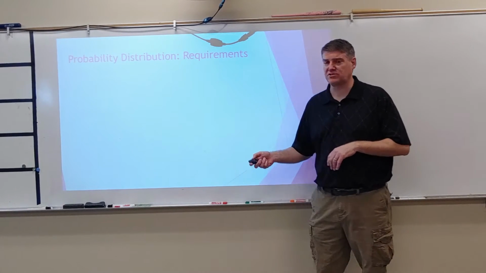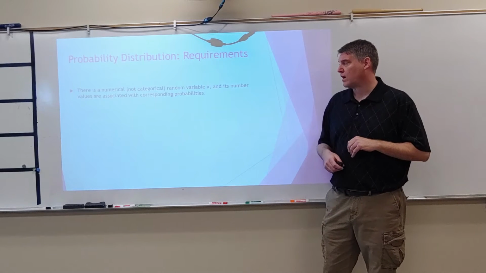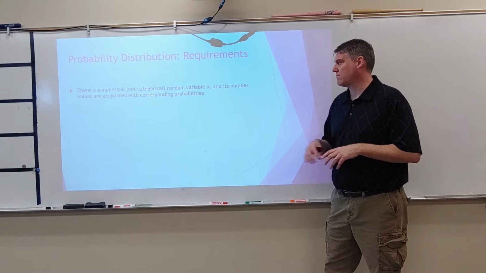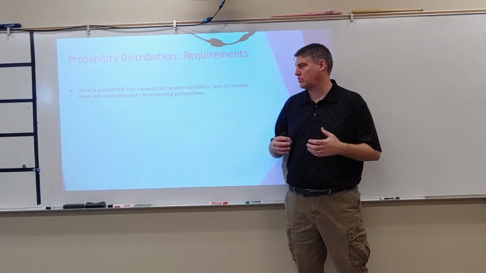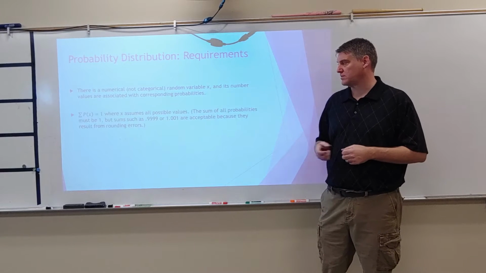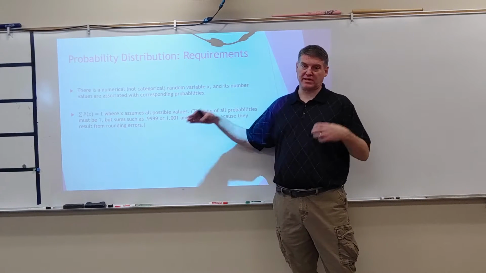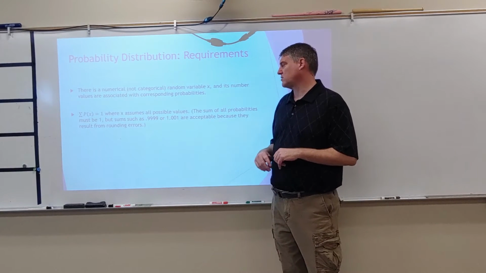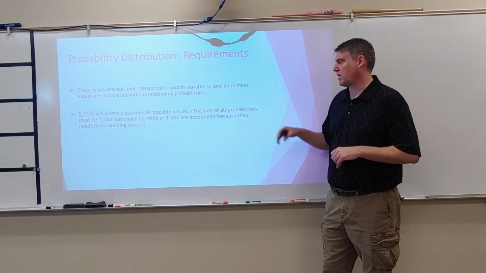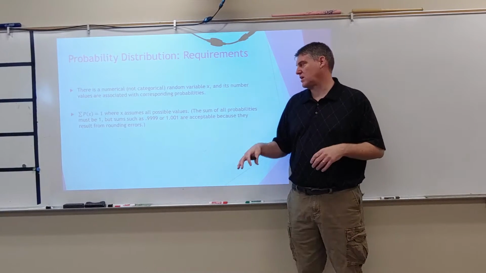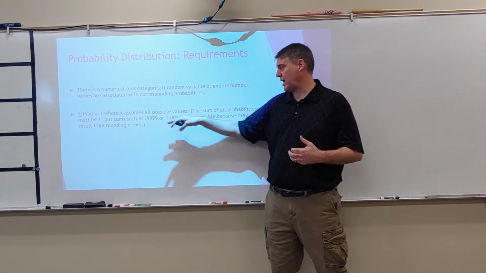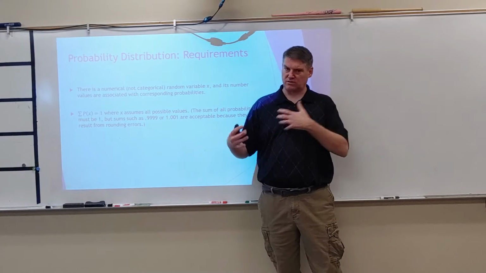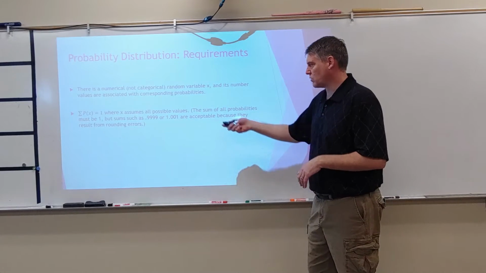So, probability distribution requirements. There is a numerical, not a categorical, random variable x, and its number values are associated with corresponding probabilities. The sum of the probabilities equals 1. So if I have all the probabilities, they have to equal 1, where x assumes all possible values. The sum of probabilities must be 1, but sums such as 0.9999 or 1.001 are acceptable because there may be some rounding issues, okay? So we want that to add up to 1.